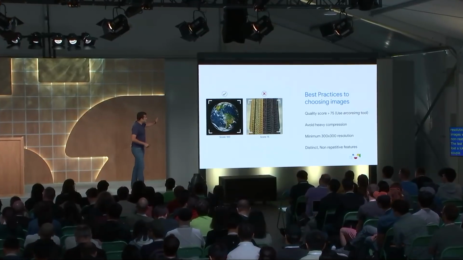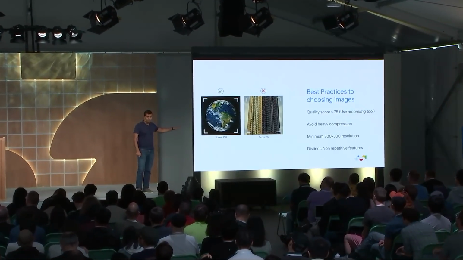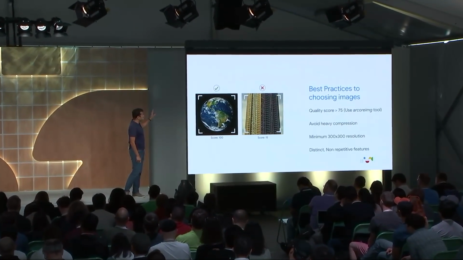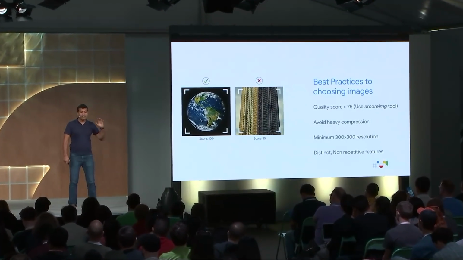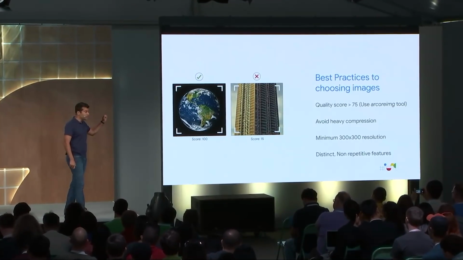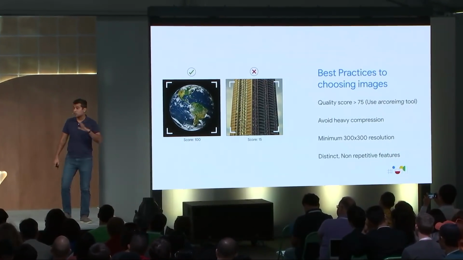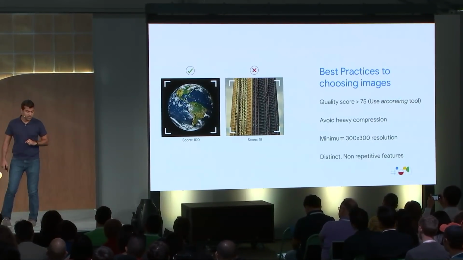Here you see, on the left-hand side, this image of a globe. If you see this globe, there are lots of distinct high-contrast patterns on this image. And there's nothing that repeats across the image. So it's a really good image to track and to recognize as an augmented image.